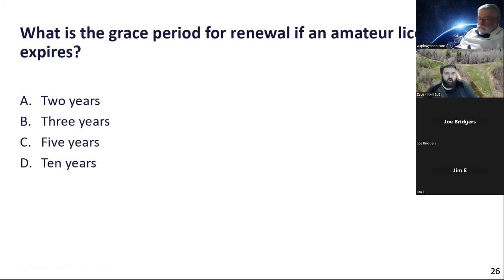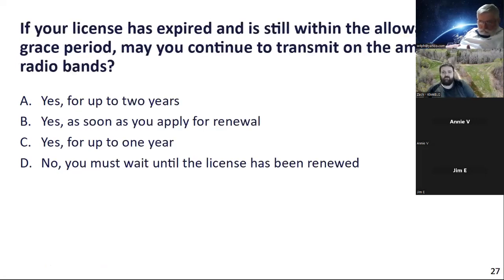All right. What is the grace period for renewal if an amateur radio license expires? 2 years. Yep, 2 years. A. And like we said before, you can't. Well, actually, that's the next question. I'm gonna save that. If your license is expired and is still within the allowable grace period, may you continue to transmit on the amateur radio bands?